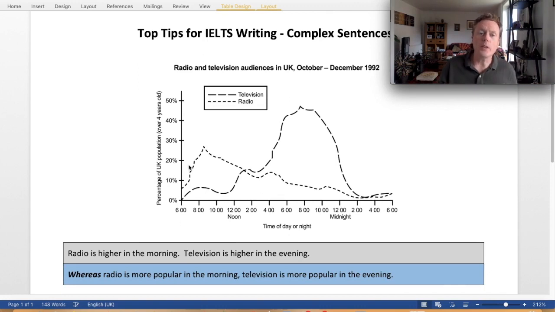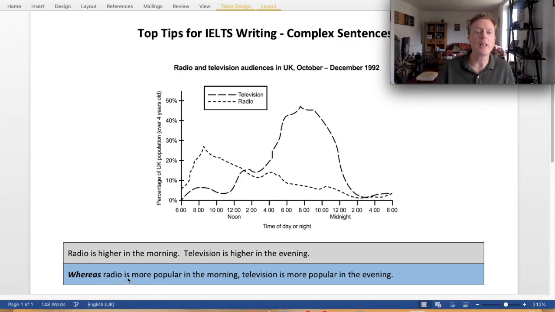So the number of people listening to the radio or watching TV tells us how popular that is. So we can say radio is more popular in the morning, television is more popular in the evening. That makes more sense than radio is higher, television is higher. So radio is more popular with people and television is more popular in the evening.